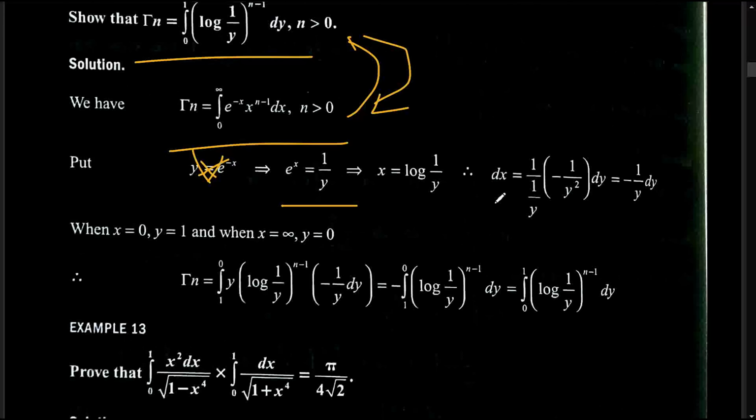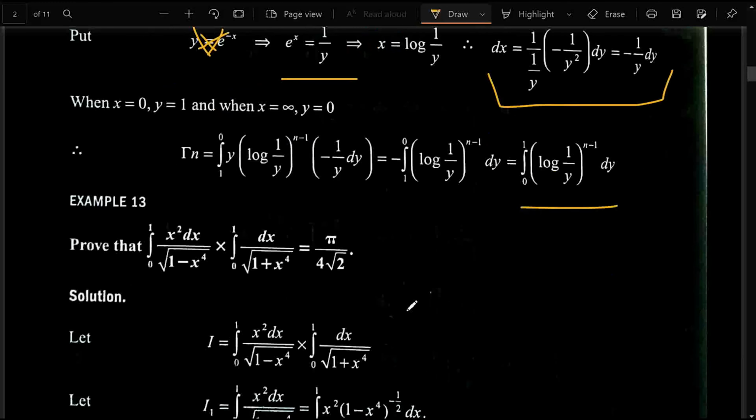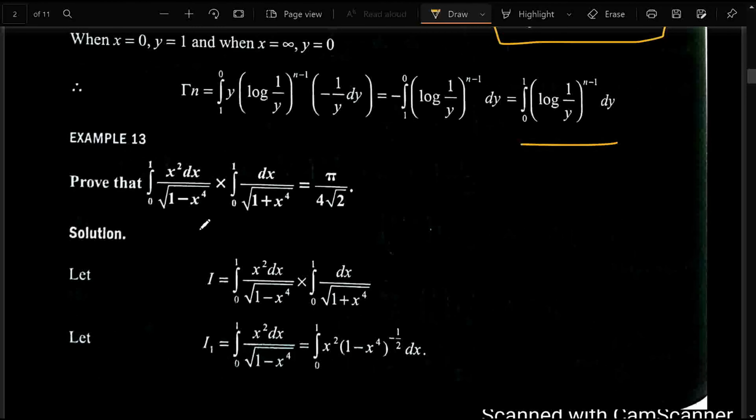And now we have to differentiate it to change the limits and integrals. So we changed the limits, and we got this at last. Simple. Now the third one. If we multiply these two, we have to get this.